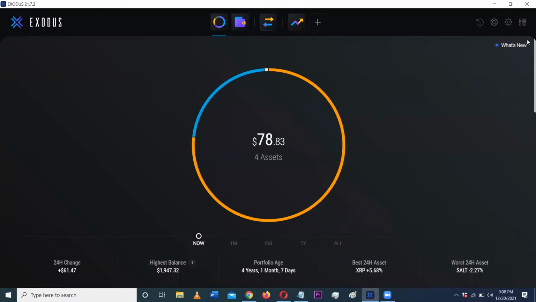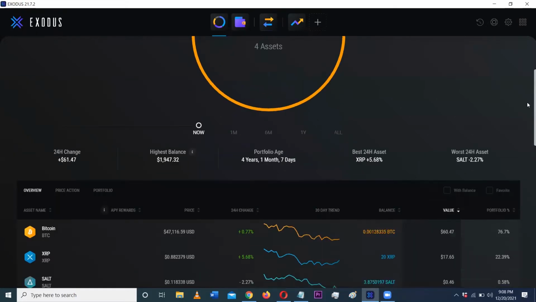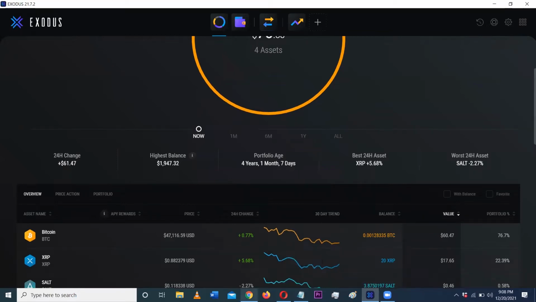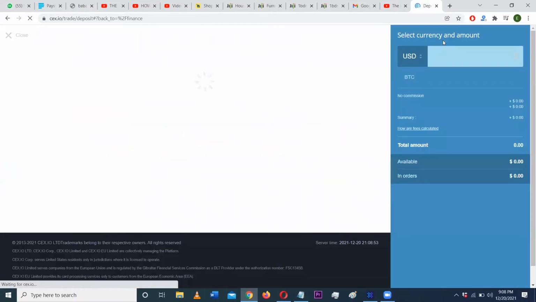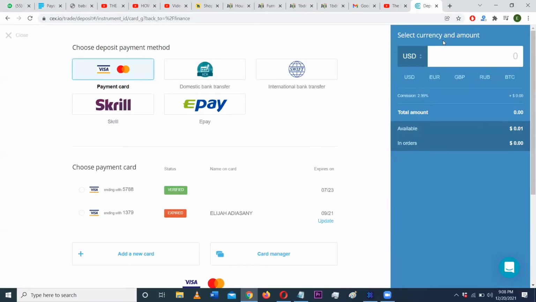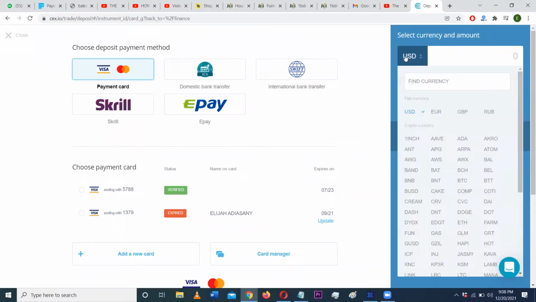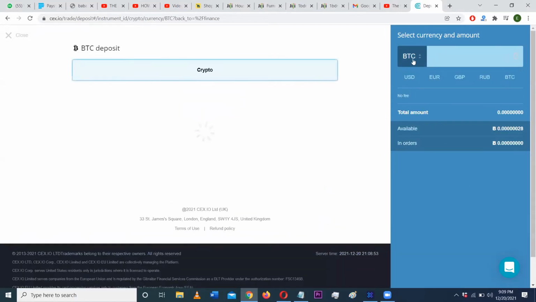So like I said, I want to transfer Bitcoin from my Exodus wallet to the exchange. So what I do is I go to the exchange, I click on deposits. What do I want to deposit? I don't want to deposit USD. I want to deposit BTC, which is Bitcoin.